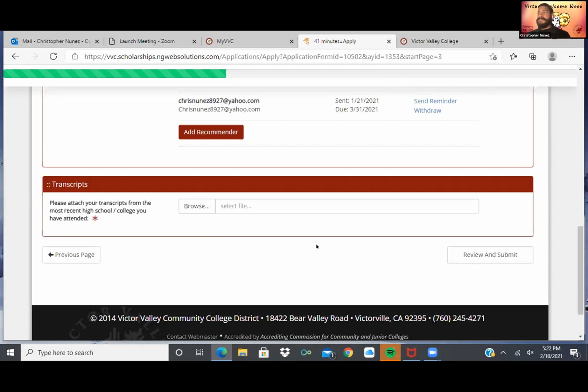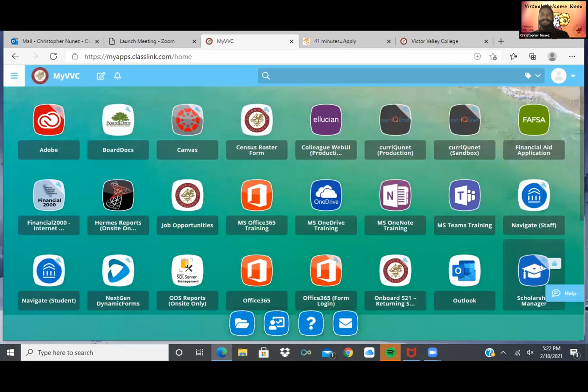So I know it's quite the journey, it's quite the application, but again, it's very simple to get started. Open up your MyVVC portal, click on Scholarship Manager, and get started today. If any of you have any questions, again, you can always call me. I'm extension 2741, or you can email me at chris.nunez@vvc.edu.